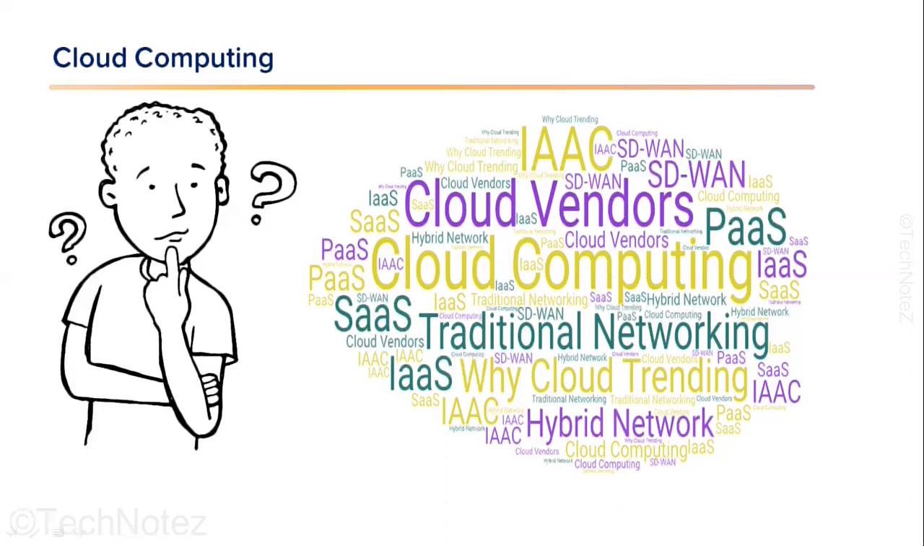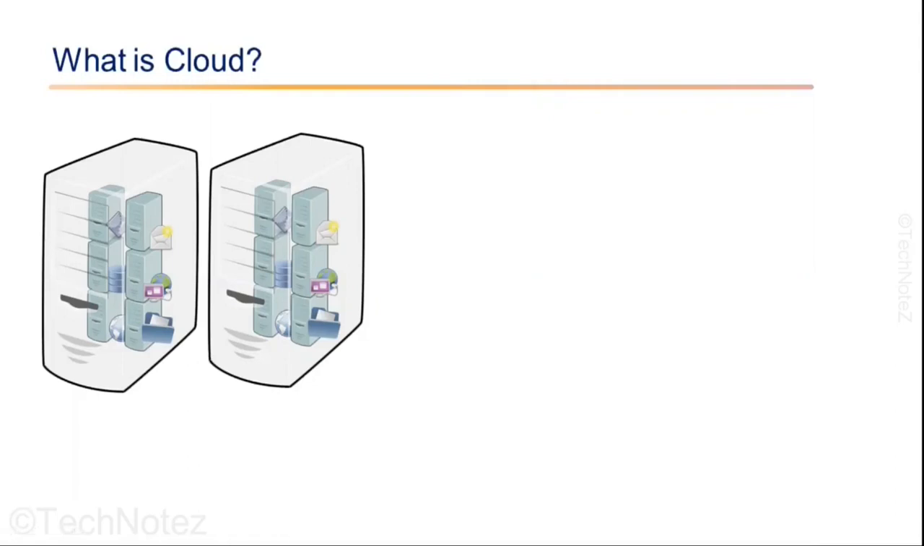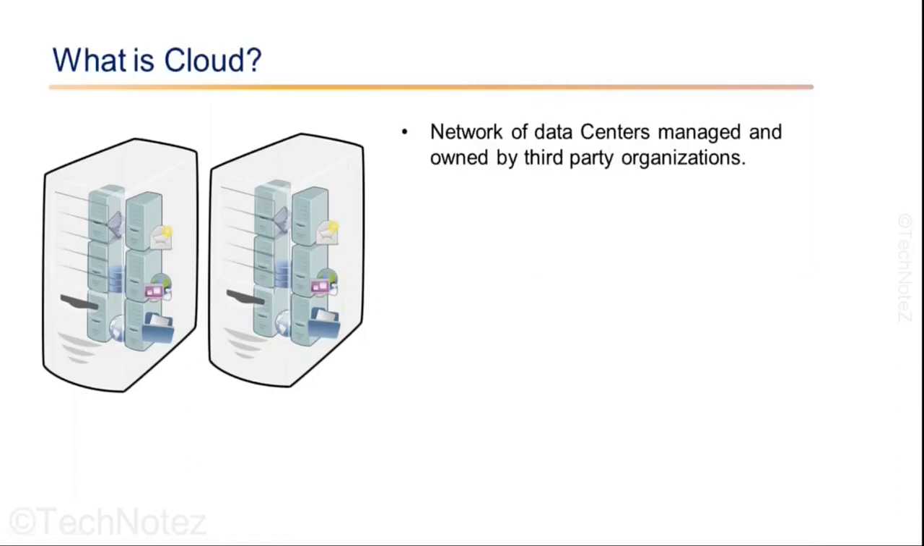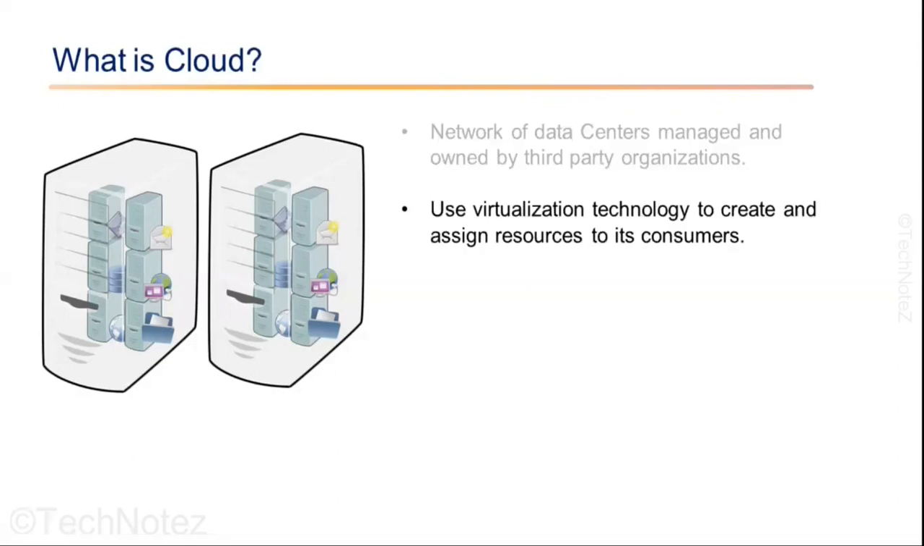So let's get started. Let's start from the basics and understand what is cloud. Cloud is a network of data centers. These data centers are owned and managed by third-party organizations like Amazon, Google, Oracle. These data centers are built with thousands of servers, storage, and networking devices with very high processing power. These data centers use virtualization technology to create and assign the resources to customers.